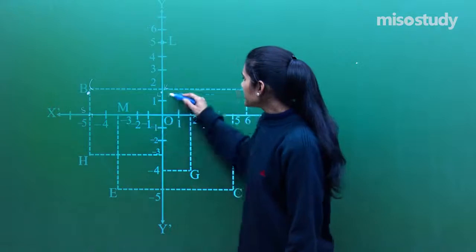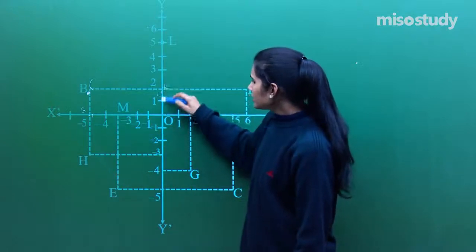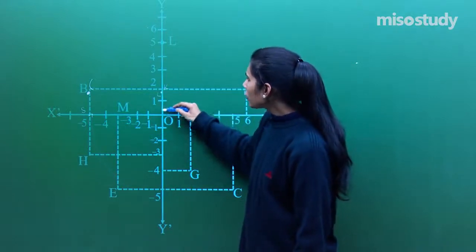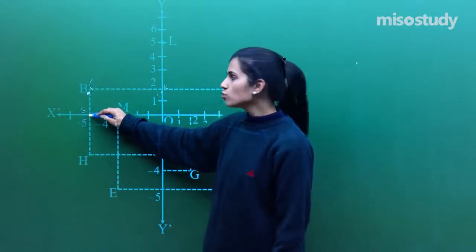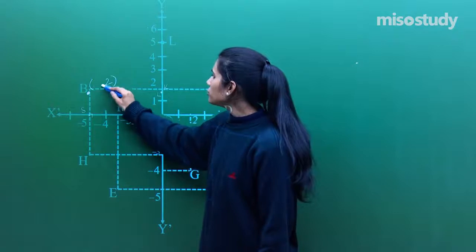What is BS? BS is the same as KO. What is KO? This is 0, 1, 2, so KO is 2 units. So the distance of point B from the x-axis is 2, that means its y coordinate is 2.